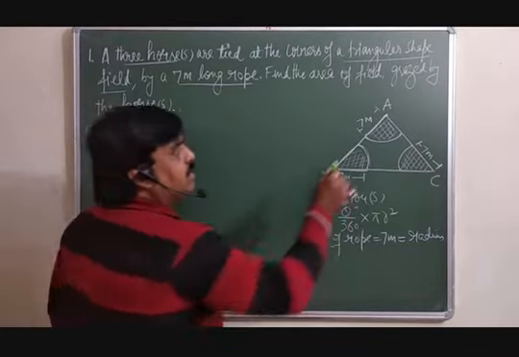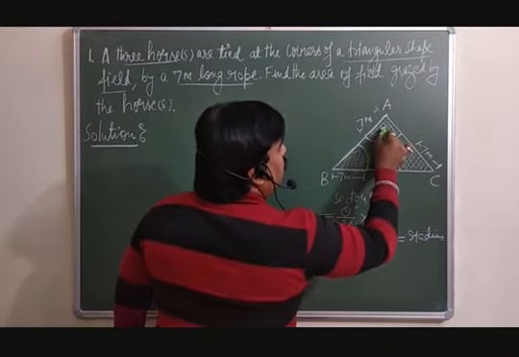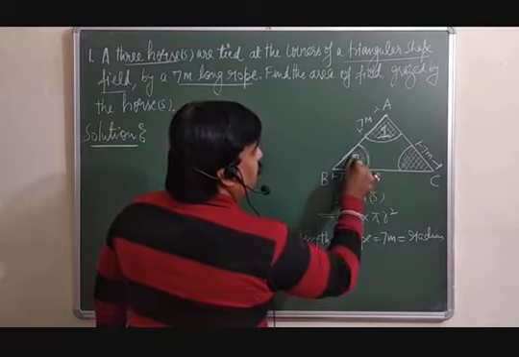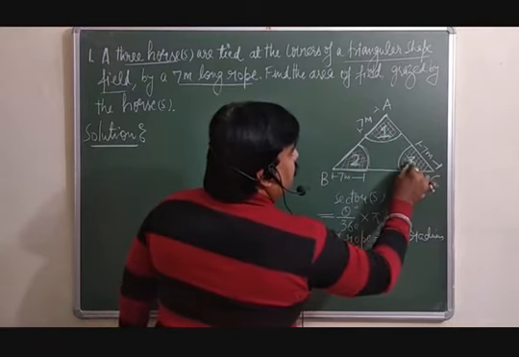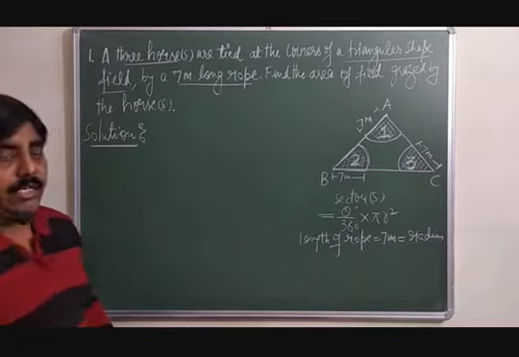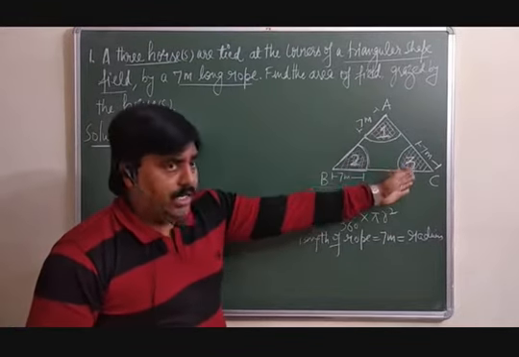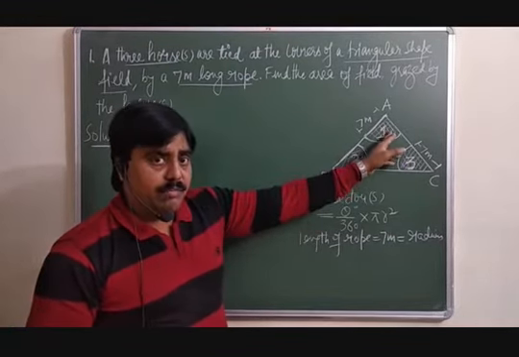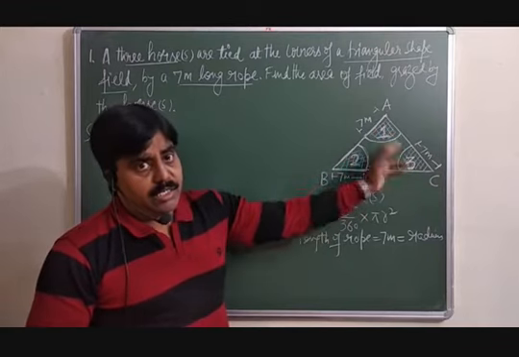For our own convenience, मैं इसको एक number देता हूँ. This is number 1, this is number 2, and this is number 3. अपनी सुविधा के लिए मैंने 1 2 3 लिख दिया, because we want to calculate the area of this one. हमें इसका area निकालना है, इसका निकालना है, इसका निकालना है. So that's why.